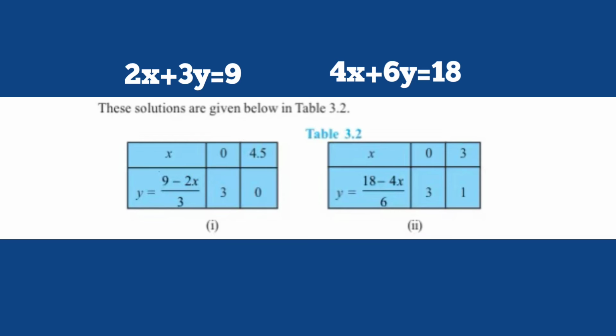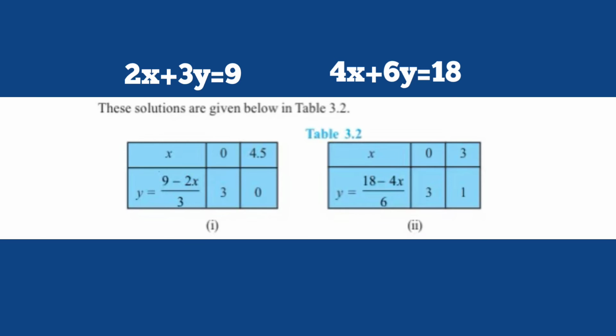Now our second equation is 4x plus 6y is equal to 18. So we will get y is equal to (18 minus 4x) by 6. Now in table 2 you can see that when x is equal to 0, we will get y is equal to (18 minus 4 into 0) by 6, that is equal to 18 by 6, which is equal to 3. And if we take x is equal to 3, we get y is equal to (18 minus 4 into 3) by 6, that is equal to (18 minus 12) by 6, that is equal to 6 by 6, which is equal to 1.